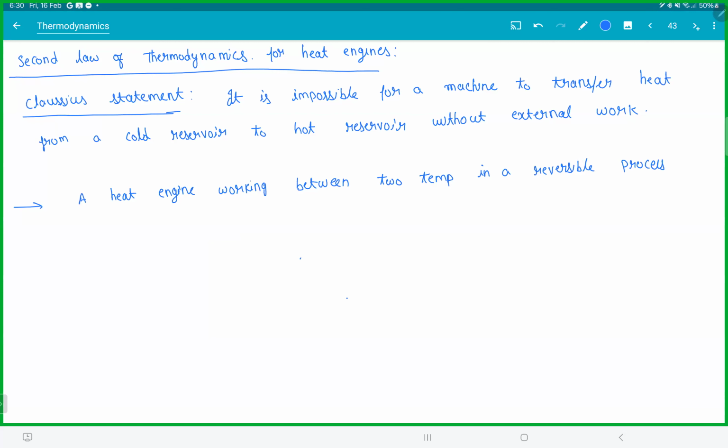So a heat engine working between two temperatures in a reversible process cannot be more efficient than a Carnot engine working at the same two temperatures. So we'll see what this Carnot cycle is. There is another statement here, the Kelvin-Planck statement.